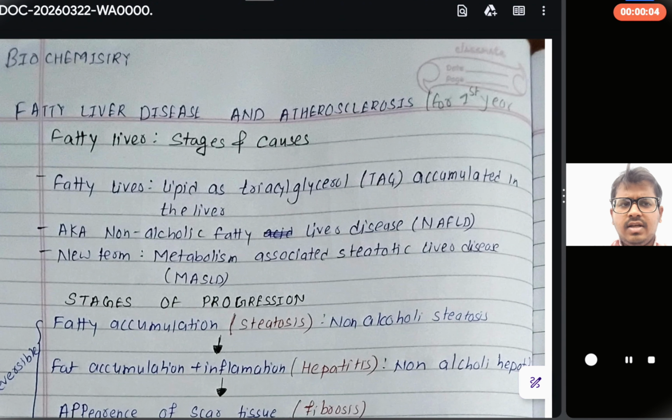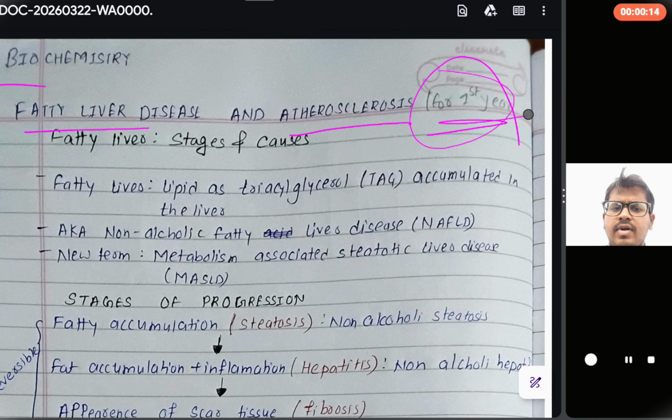So friends, we are now starting with the biochemistry chapter. The topic name is fatty liver disease and atherosclerosis for first year. In this we are only talking about the first year. What are the main things we must know in the first year about fatty liver disease and atherosclerosis?